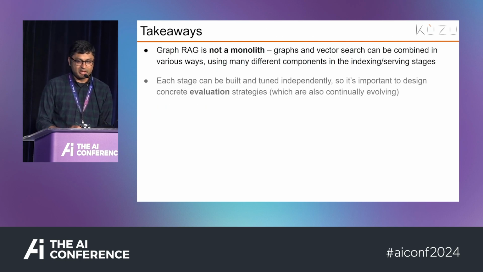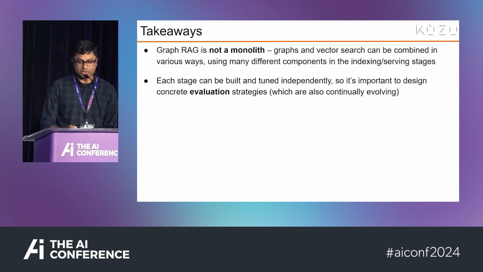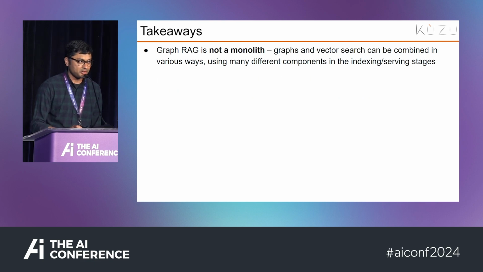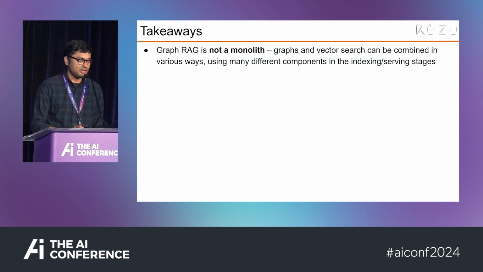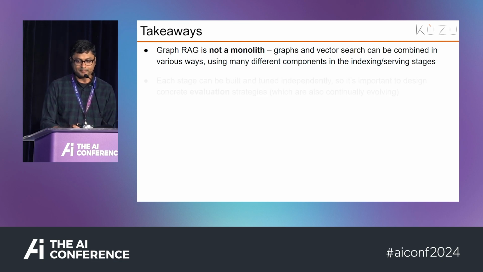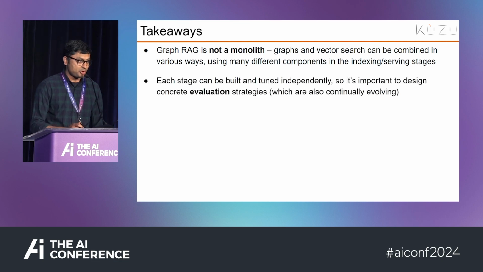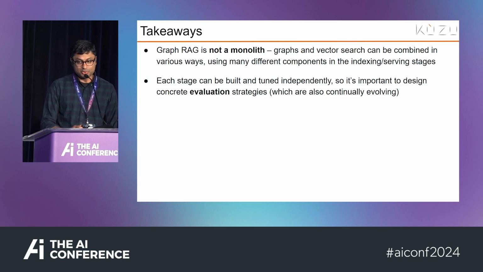So I'm going to end by saying that graph RAG is not a monolith. Don't think of a graph RAG system as just retrieving from a graph. Typically, graph RAG involves graphs and vector search. And they can be combined in various ways, differently even than what I've explained here. But the idea is more or less the same, where you use many different components in the indexing and the retrieval stage. And it's important to know that each stage can be built and tuned independently.